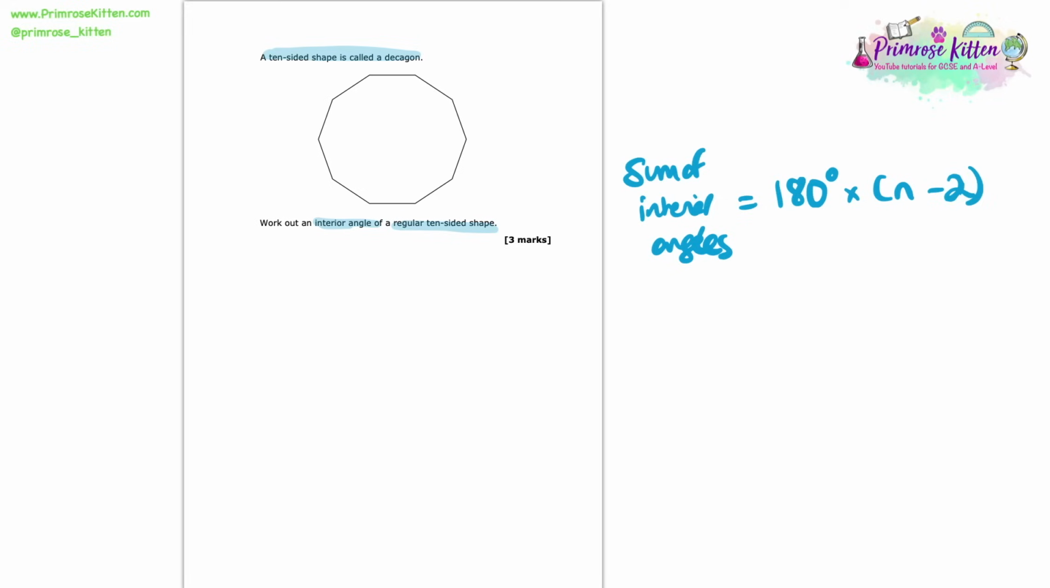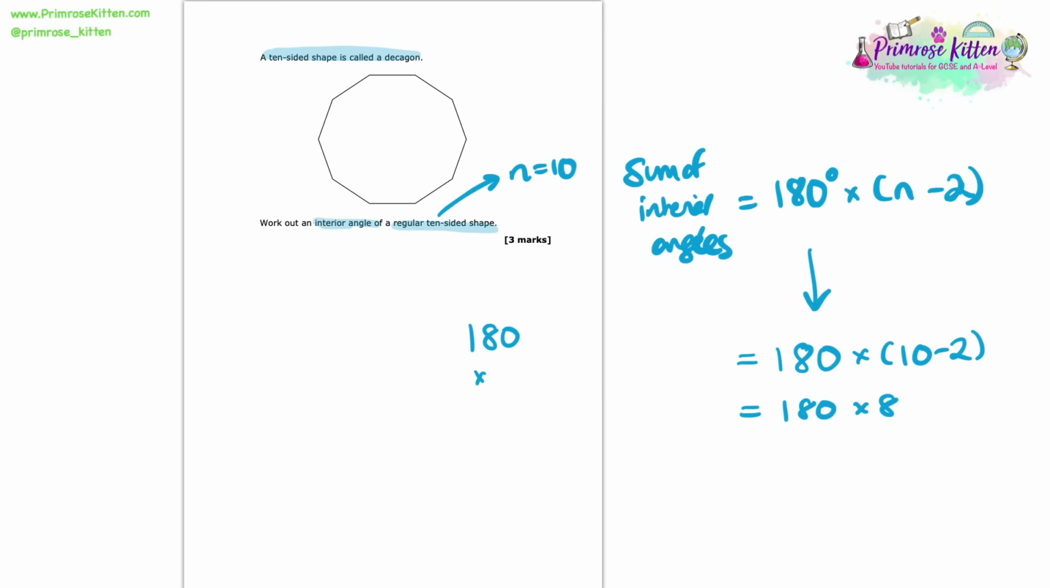Now in this case, because it's a 10-sided shape, n is going to be equal to 10. So we can use this here to say that 180 times by 10 minus 2 is going to give us the sum of our interior angles in a decagon. So 180 times by 8 is what we need to work out. Let's do that. 180 times by 8.